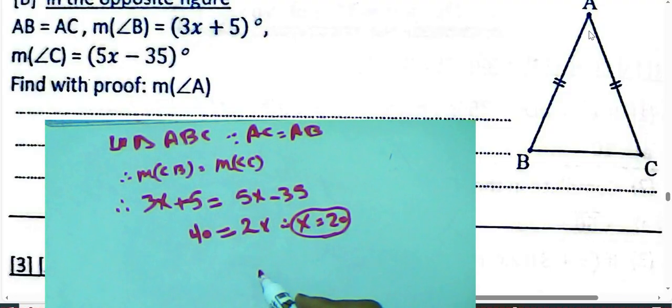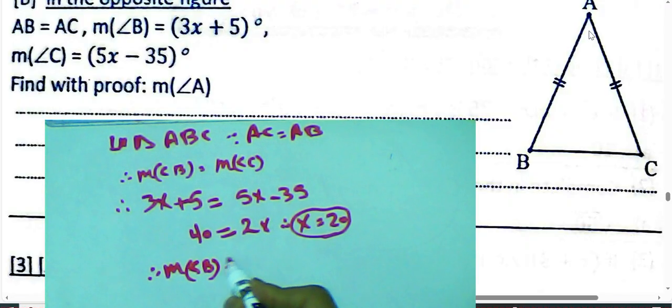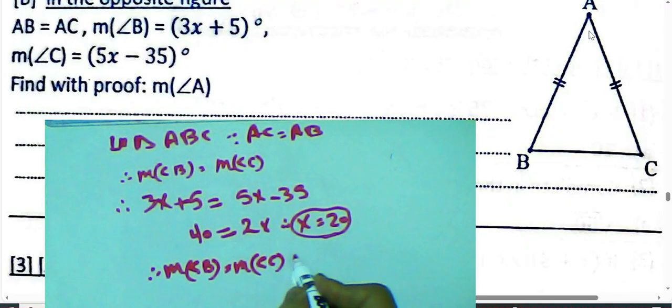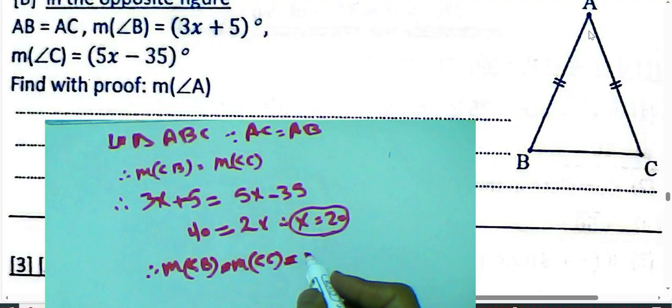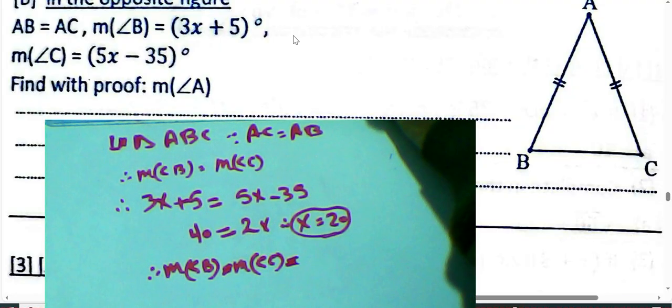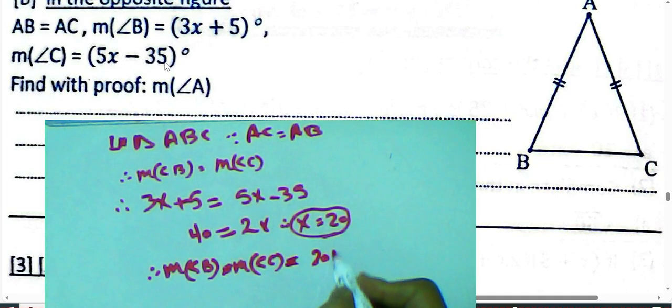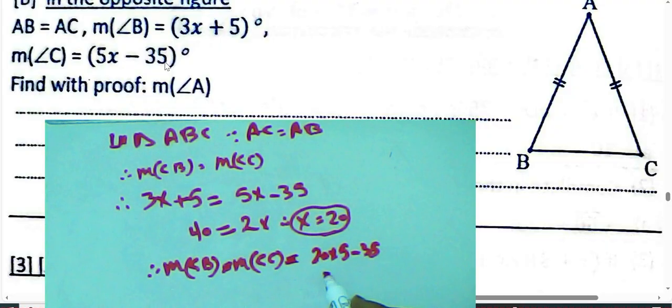Then the measure of angle B equals the measure of angle C. What are they equal? x equals 20. 20 product by 5 subtract by 35. 20 times 5 equals 100. Subtract by 35. It will be 65 degrees.